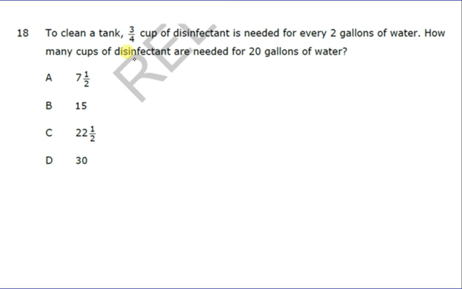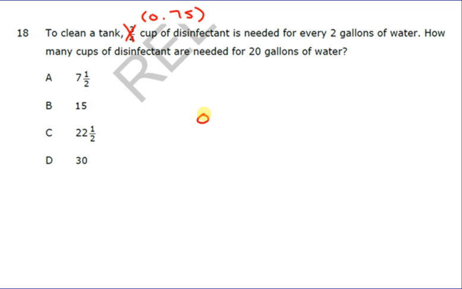All right, next question. I see fractions here, and remember, automatically, if you see fractions and they freak you out, change them to decimals. To clean a tank, 3/4 cup of disinfectant is needed for every 2 gallons of water. So again, we're talking about two different things. Disinfectant, which is like soap, and water. How many cups of disinfectant are needed for 20 gallons of water? This is a proportion question. I don't like fractions. I'm going to cross out 3/4, and I know that that's 0.75.